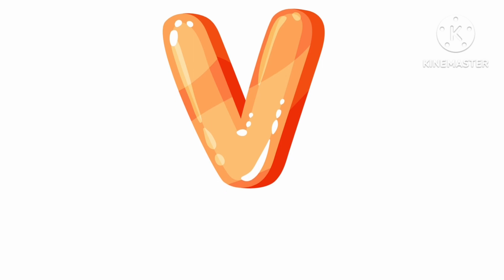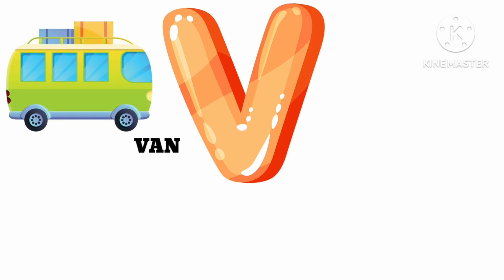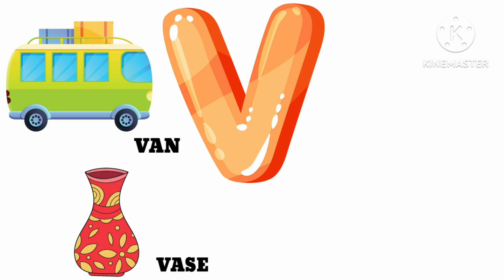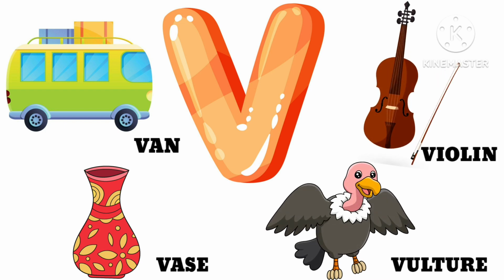This is alphabet V. V for van. V for bus. V for vulture. V for violin.